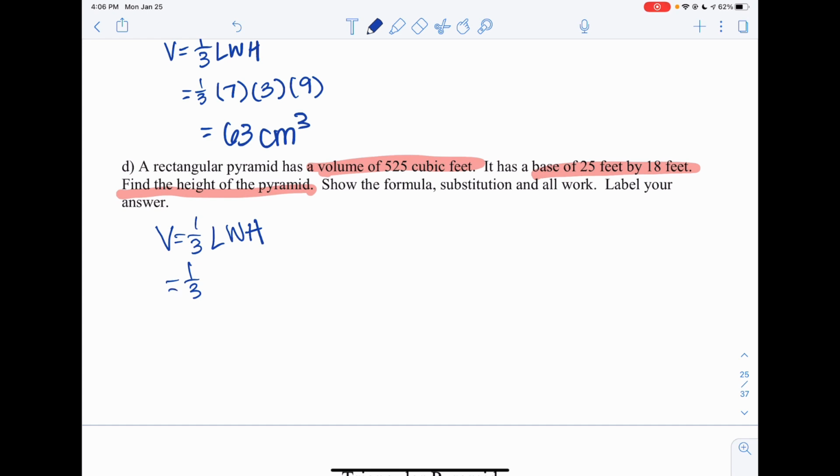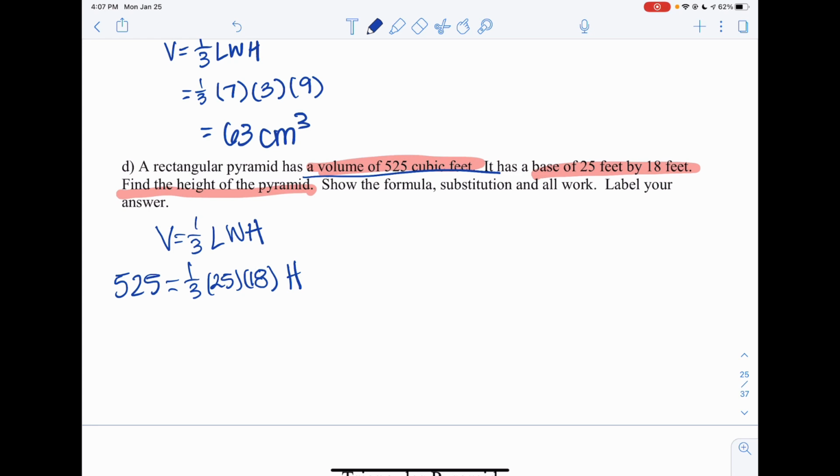Now it tells me that it has a base of 25 feet by 18 feet. Okay, so that means that it doesn't matter which one is length and width. I just know that both of those are going to be the measurements for length and width. So I have 25 and 18. And I do not have anything for my height because they're asking us to find the height. Now I do have something for volume, which is V, and that is 525 cubic feet because that is our volume. Okay.